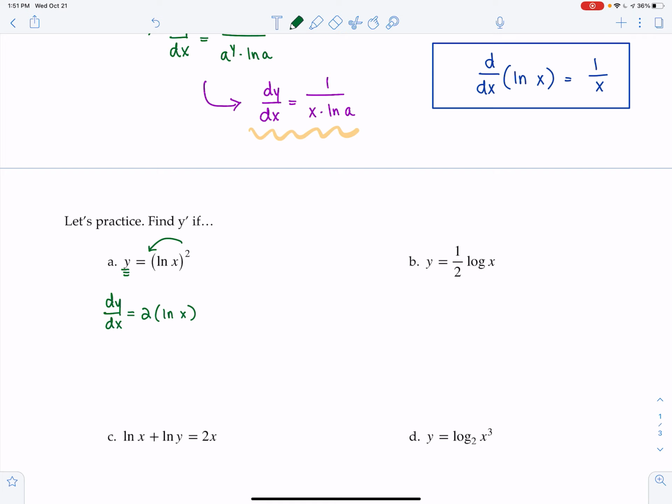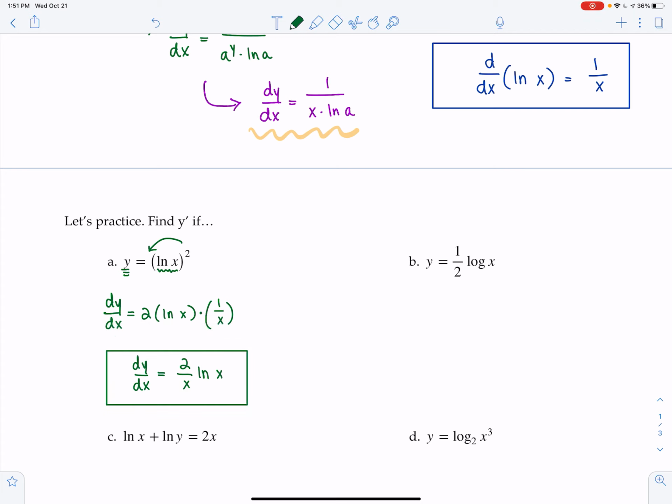But because we don't have just a simple x in here, because we have an entire function, we need to take the derivative of that function. And we just learned that the derivative of the natural log of x is 1 over x. And so there's a couple of different ways we can write this algebraically. I would probably just go here and say dy dx is equal to 2 over x times the natural log of x. And that is all you need to do.